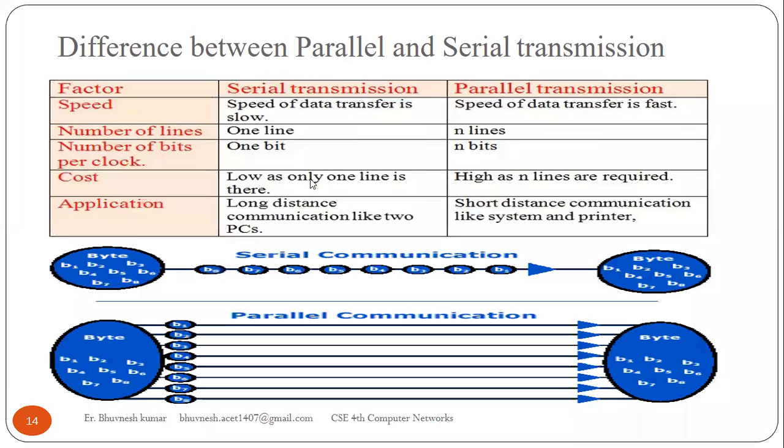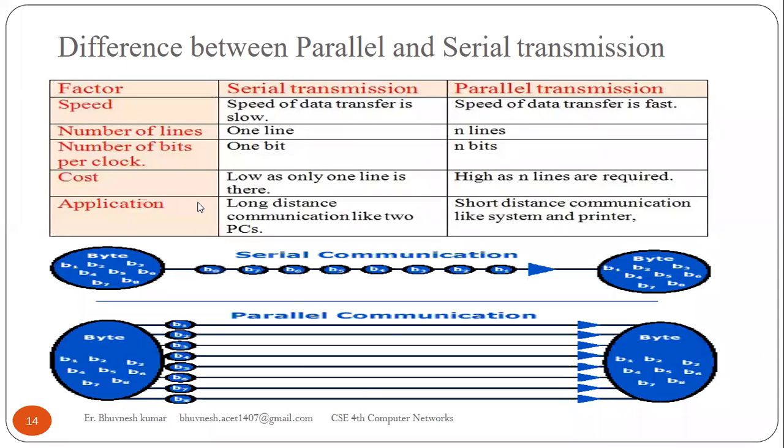Cost in serial transmission is low, as only one line is there. One channel will be used. But in parallel transmission, multiple lines are used, meaning a number of lines are required. If a number of lines or channels are required, then the cost will be higher, meaning a number of wires will be used. If a number of wires are used, the cost will increase.